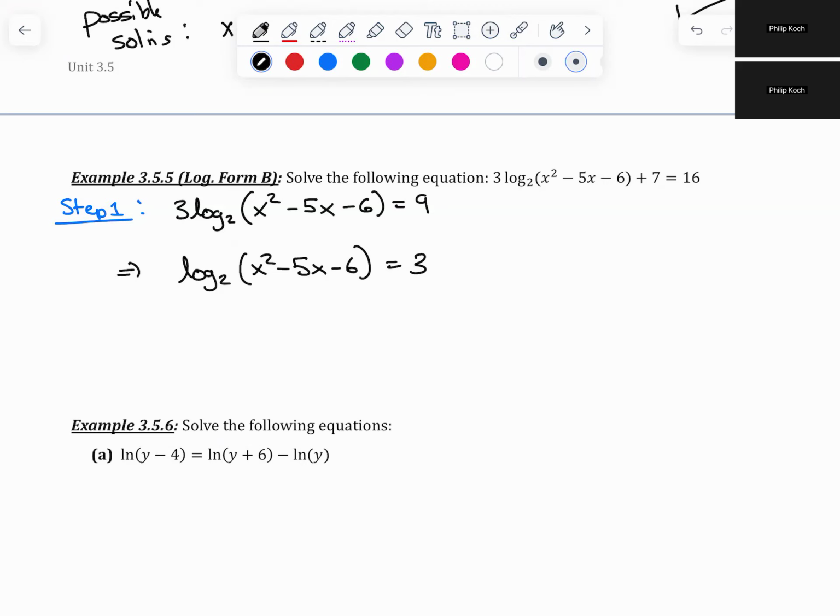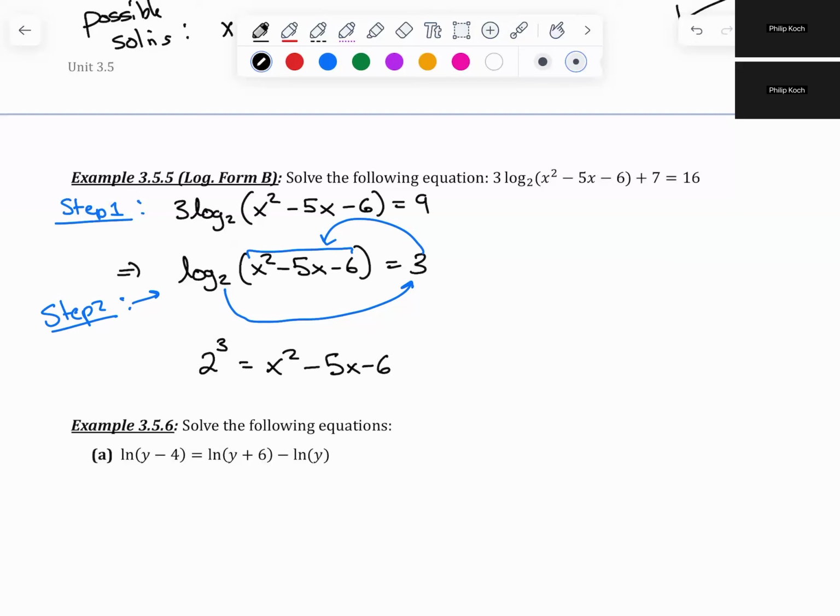How do we convert this one? Since it's in logarithmic form, we can convert to exponential. So step 2 is to start with the base, work your way across the equal sign, and then back over to give us 2 to the third power is equal to x squared minus 5x minus 6.